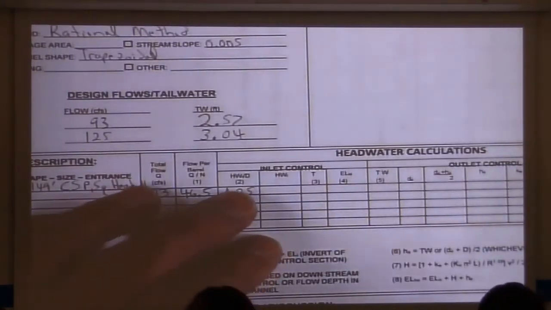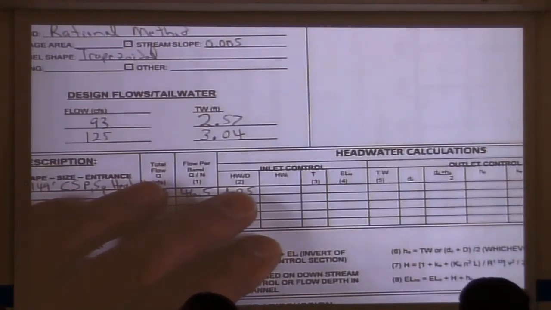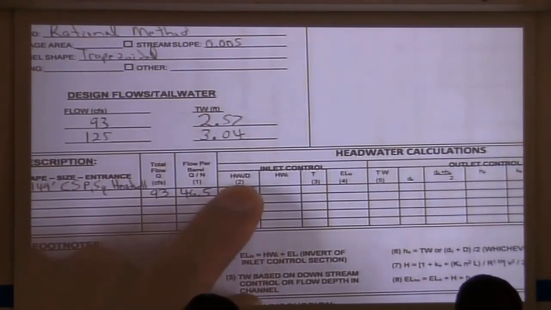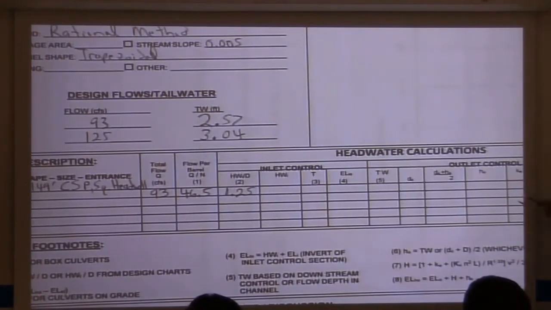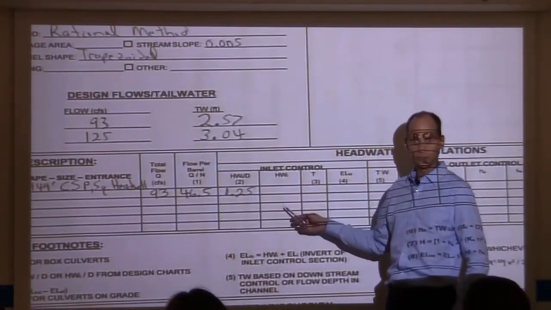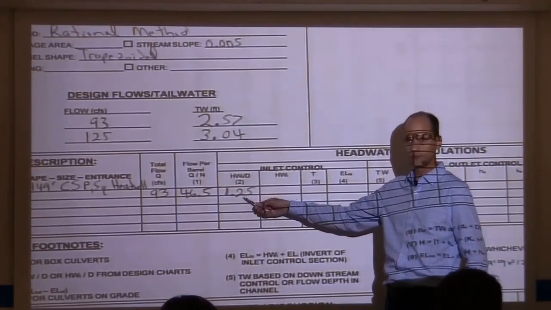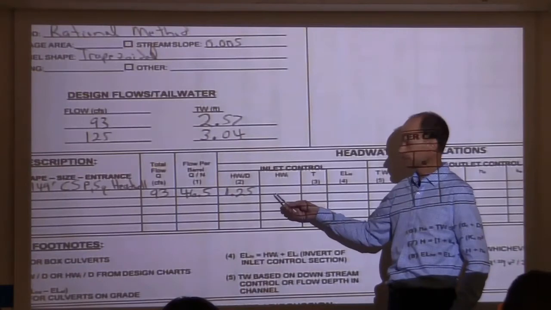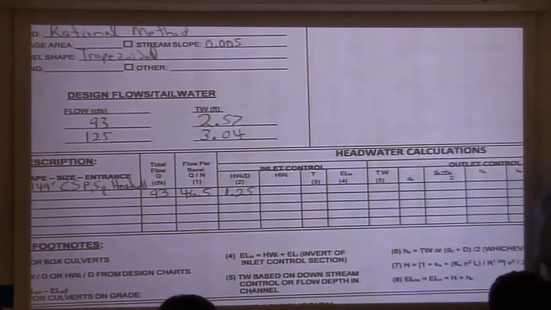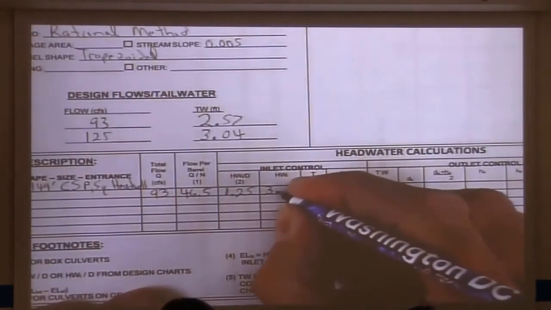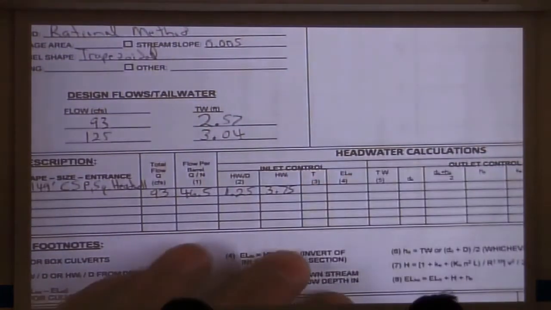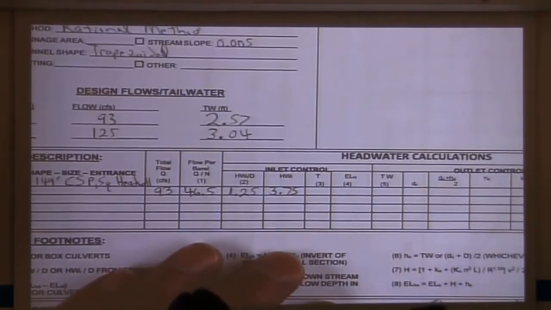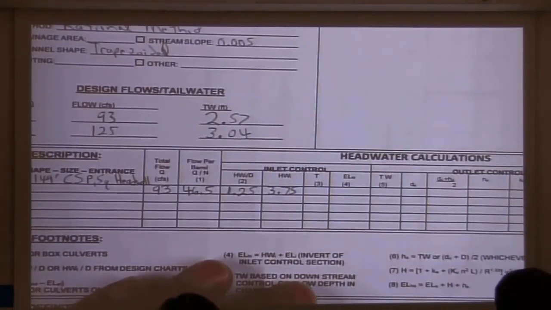So what you did was you solved for HW over D, or the ratio of the headwater in inlet control to the rise of your culvert, or in this case, the diameter of the culvert. So if we actually wanted to just get the headwater, HW over D times D equals HW. So we need to multiply this value by 3 feet, and that will give us HW. Okay. HW over D times D equals HW. And if you do that, you come up with 3.75. Okay? So that value is actually our headwater depth right at the upstream side of our culvert in inlet control.